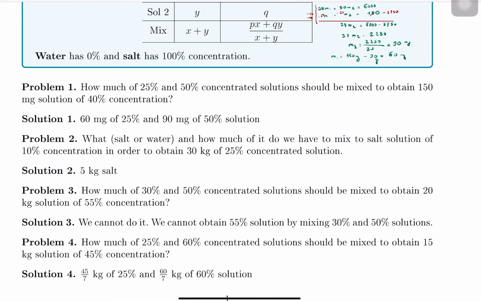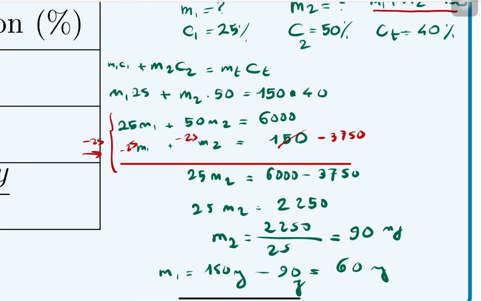One important thing you have to know: when we mix two solutions, the new solution must be in concentration between these two. If it is bigger than these two or smaller than these two, it is wrong. For example, 40 is between 25% and 50%. Now for question one, I did it here.